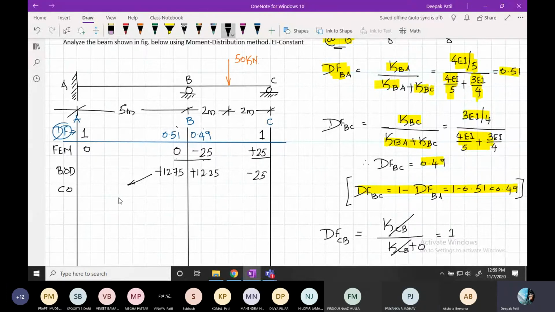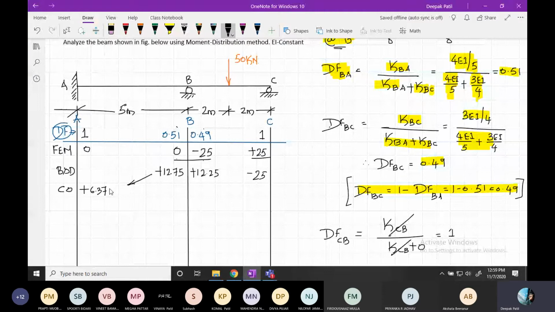How much will you carry over? Half. So it's half of plus 12.75, divided by 2. So you will end up with plus 6.375, right? Will you carry over from A to B? No, sir, because nothing is there to carry over. So don't carry over anything, right?